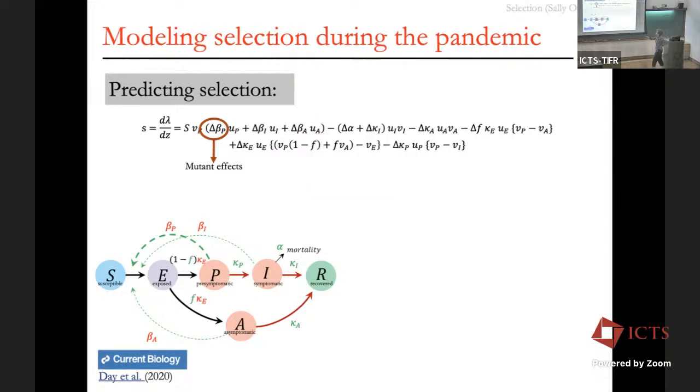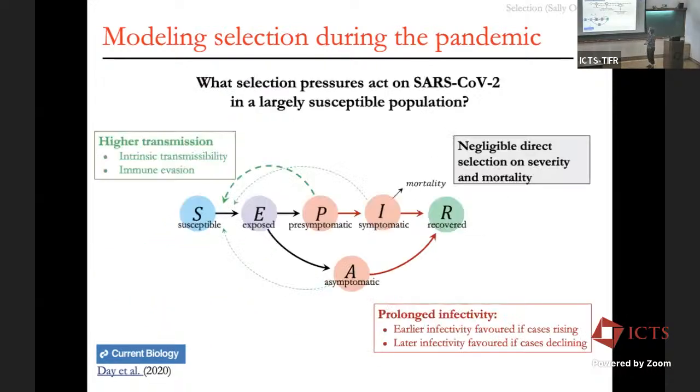In particular, these things with a delta is what the mutation does. Does it increase transmission? If so, that delta beta is higher. Does it increase the recovery rate? Then the delta kappas are higher. Anyway, we can summarize all of the effects on this life history. The number of recovered also influence the numbers.